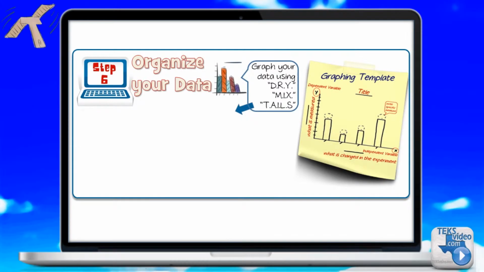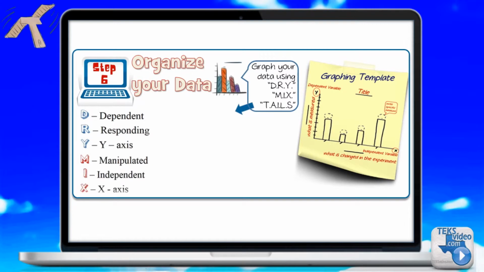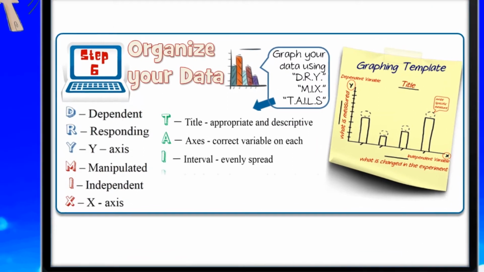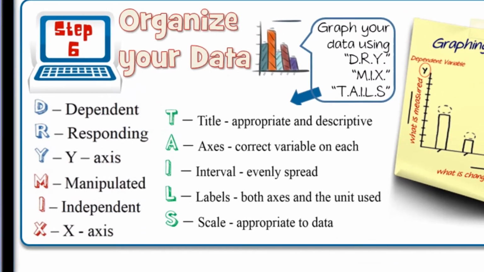D stands for dependent, R is responding, and Y stands for y-axis. M stands for manipulated, I is independent, and X is x-axis. As for TAILS, this is our rubric for making a clear and well understood graph.